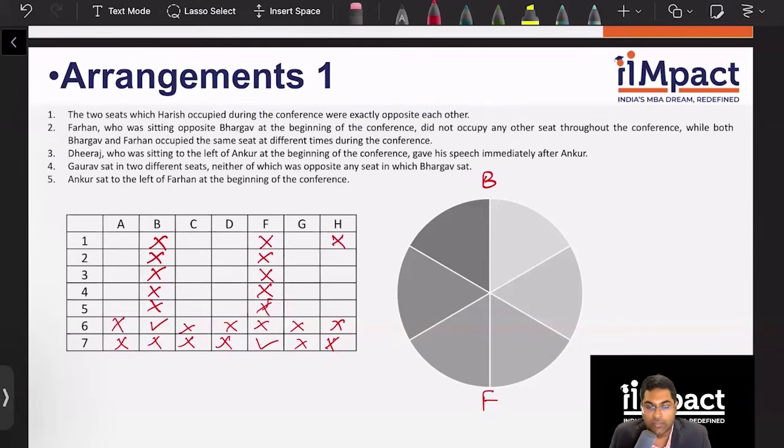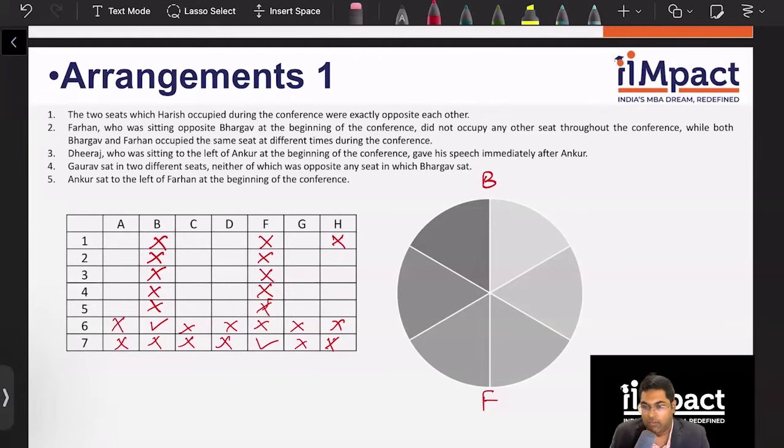Take point number 3. Dheeraj, who was sitting to the left of Ankur. Guys, I hope you remember and this is clear to you. It's a circular arrangement. What does left and right mean in the context of a circular arrangement? They mean immediately left and immediately right. Left does not mean you can go anywhere, unlike a linear arrangement. So I know Dheeraj, who was sitting to the left of Ankur at the beginning of the conference, gave his speech immediately after Ankur.